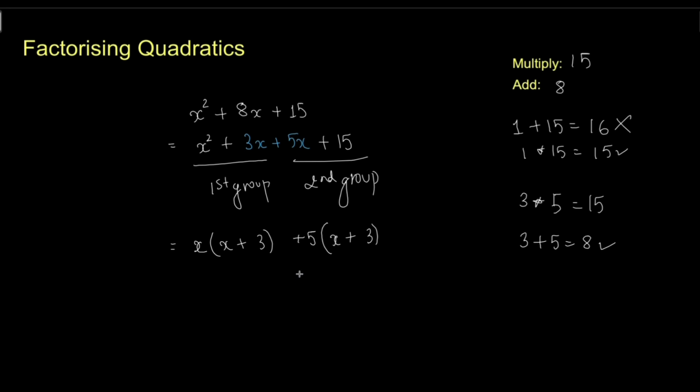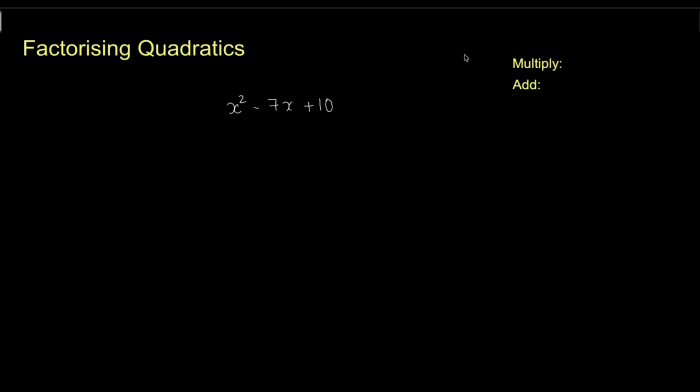Looking at the brackets, in these two terms, we have x plus 3 common. So we take x plus 3 common here. Now, what is left from this part? x. And what is left from this part? 5. So our answer is x plus 3 bracket x plus 5. Let's look at another example.